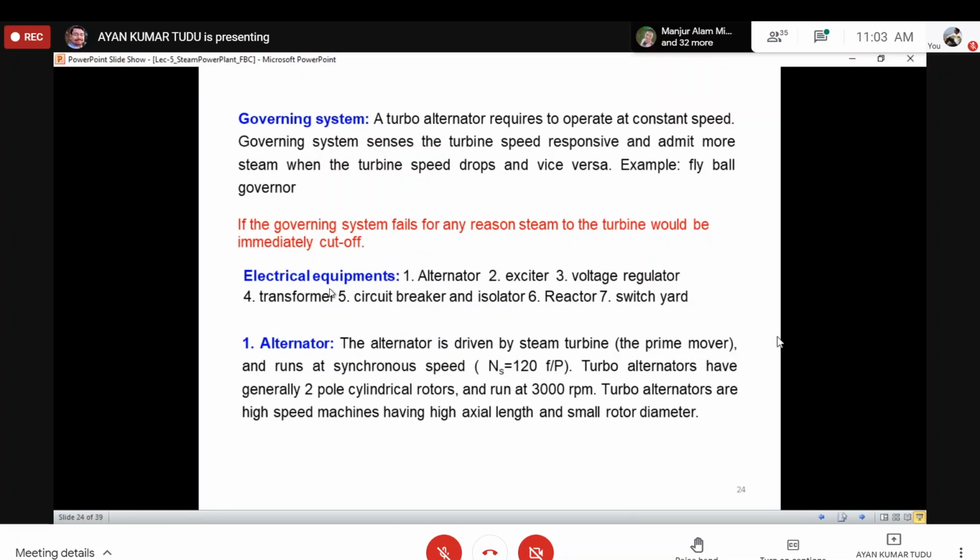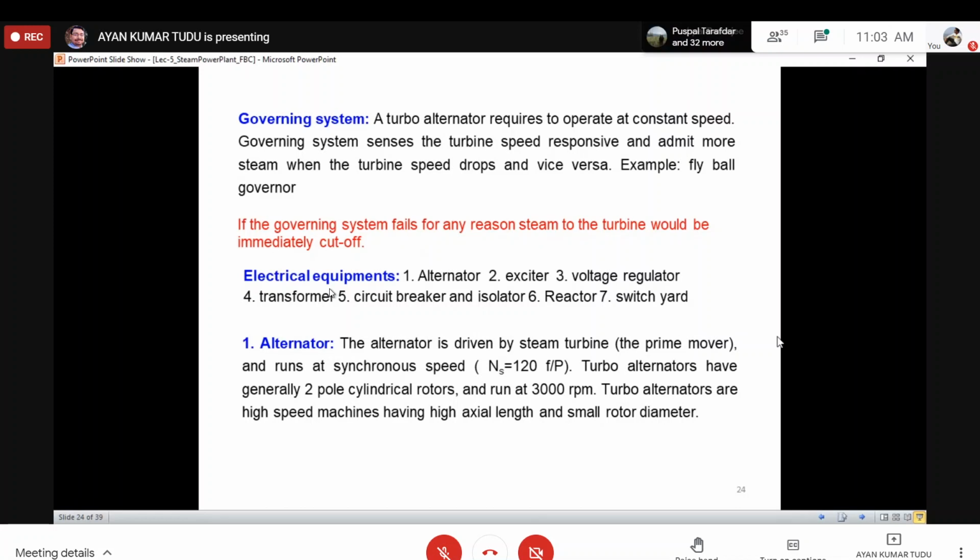Okay, so inside the power plant building we have our alternator, our exciter, and the voltage regulator. From there we have our transformer, and from the transformers we have our circuit breakers, isolators, and also the reactors if present, and then it goes to our transmission lines.